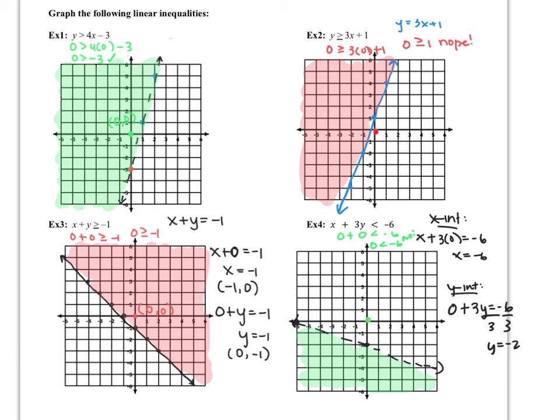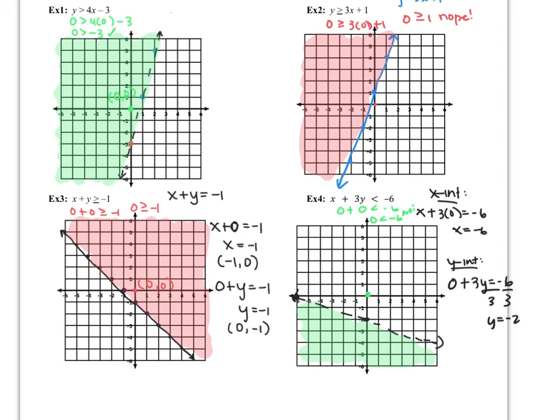I chose the origin because it was available, which means I was going to replace both x and y with 0. And what this ended up with was 0 is greater than 1 when I did out this algebra. Now 0 is not greater than 1. So what that meant is that the origin was not part of my solution set, so my solutions are on this side of my line.